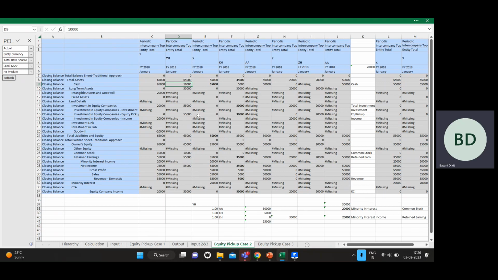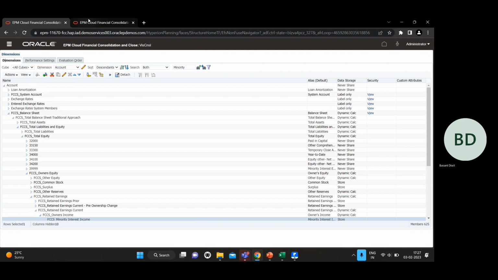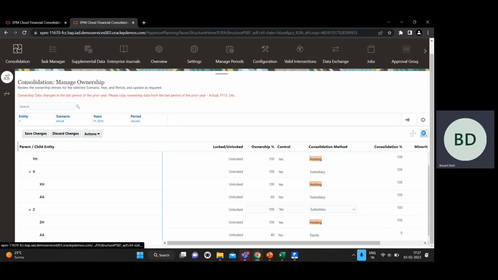Okay, what figures are we getting here? In the equity pickup, you can see we are getting 55,000, and I will tell you how it is coming. So how is it coming? Let me go to the hierarchy first. Yeah, this is the hierarchy, and let's select the legal entity hierarchy.